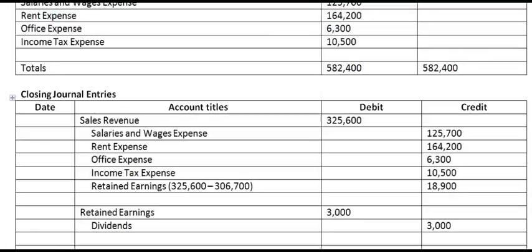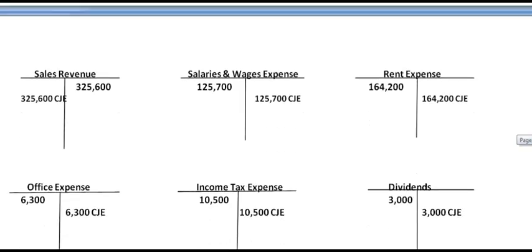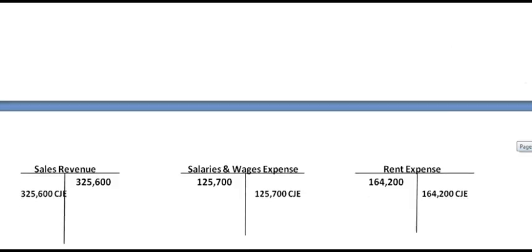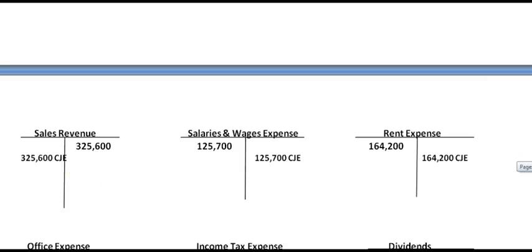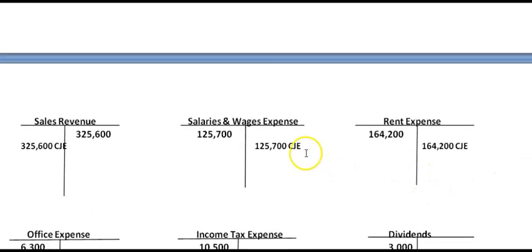Okay, now it would be time to post our closing journal entries into the T accounts, which I've provided on the next page. Now I have pre-posted these just to make things go a little more quickly for you on this demonstration. Everything that you see CJE by is a posting from the closing journal entry above. So for example, sales revenue, a debit of $325,600 is posted here. Salaries and wages, $125,700 is posted to the credit side of the salaries and wages expense account.